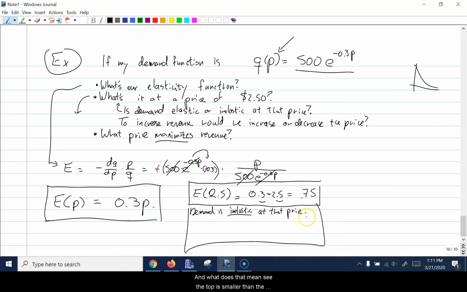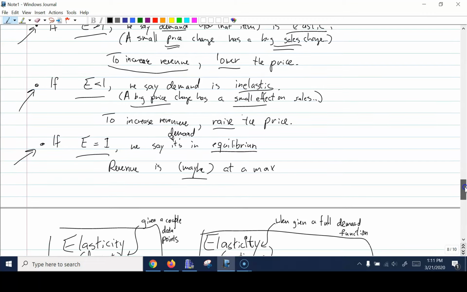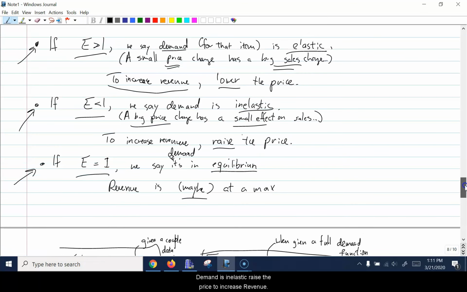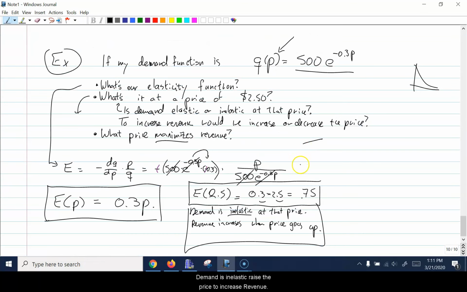And what does that mean? Let's see, the top is smaller than the bottom. Big change in price has small change in sales, so it's safe to hike up the price. Revenue increases when price goes up. Did I get that right? I always screw this up. When demand is inelastic, raise the price to increase revenue. Yeah, that's correct.